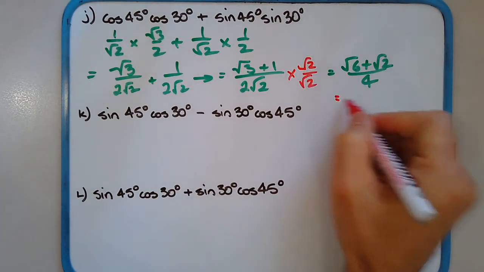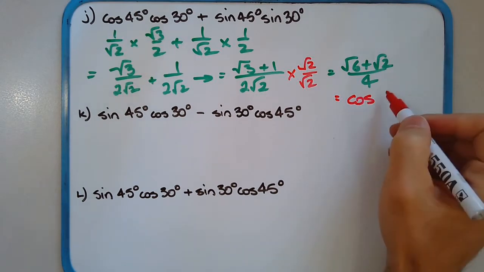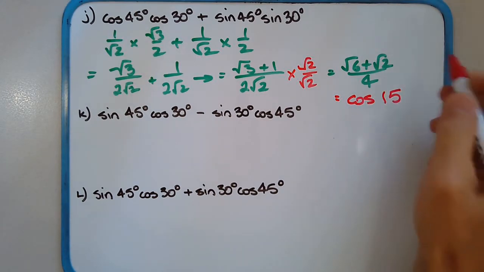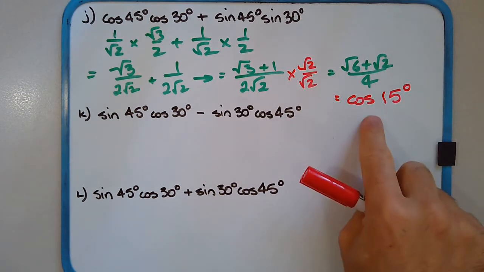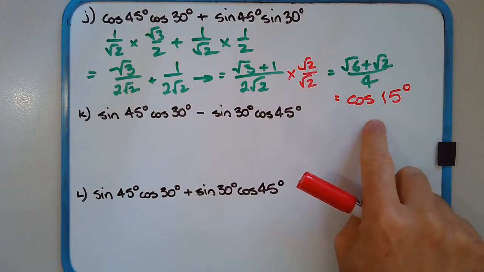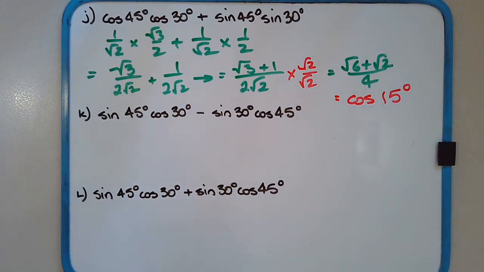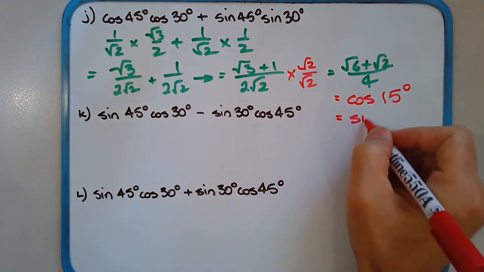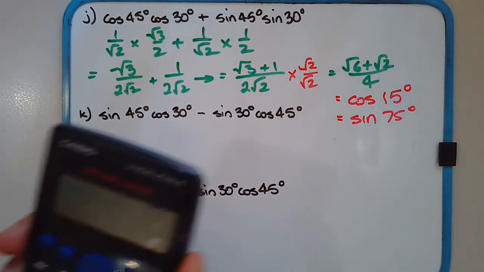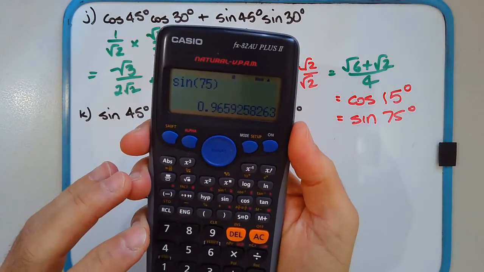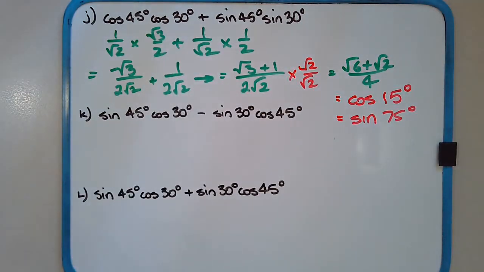This is really the same as cos of 15 degrees, which is actually the same as sine of 75 degrees, isn't it? Because of the complementary relationship between sine and cos, isn't it? So that really should be the same as sine of 75 degrees. And it is. So again, another very, very interesting result.